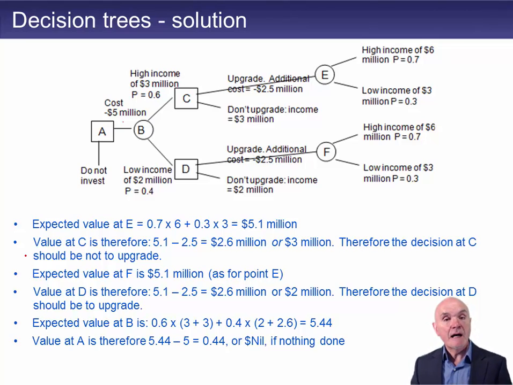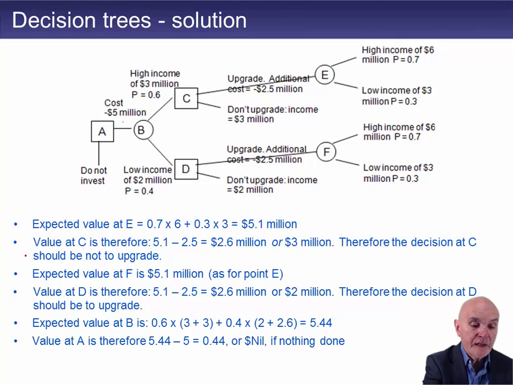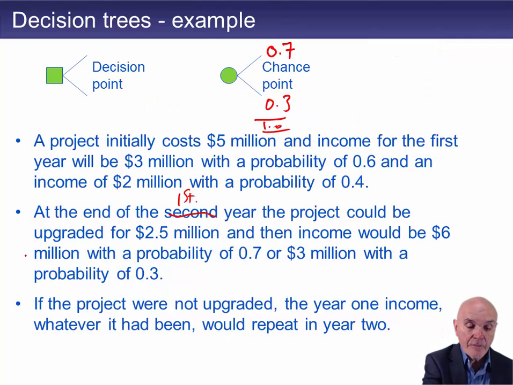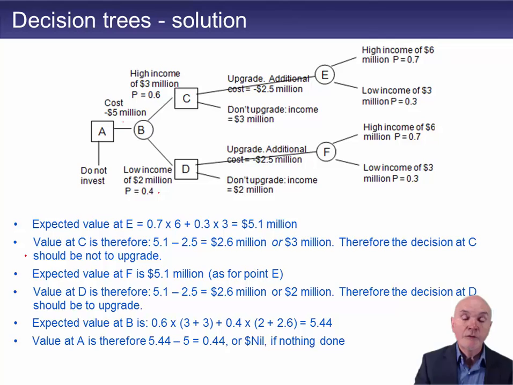If I spend 5 million, I'm then waiting for the year 1 results, and they occurred with certain probabilities. There's a probability in here of high income of 3 million, and if you go back to here, 3 million is the probability of 0.6, or 2 million is the probability of 0.4. And this is the end of my first year here, and I'm thinking now of embarking on my second year. And here's where I can make a decision: upgrade or don't upgrade. If I don't upgrade, we're told the results in the second year will be the same as the first year. So we're going to get 3 million for sure, or we're going to get 2 million for sure in there as well.